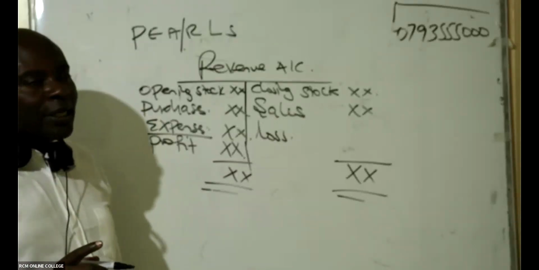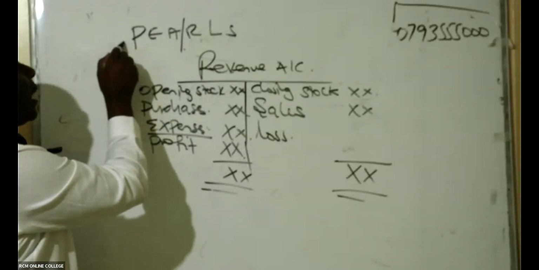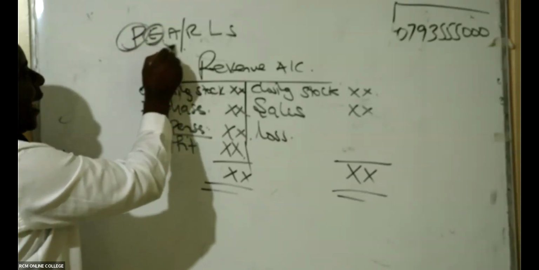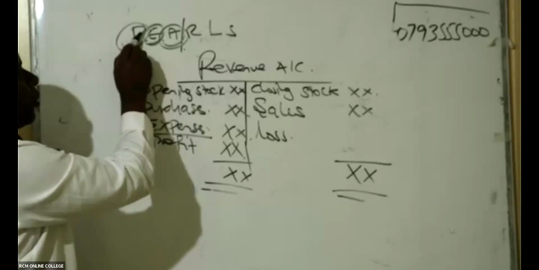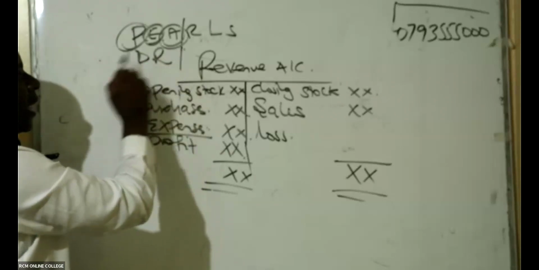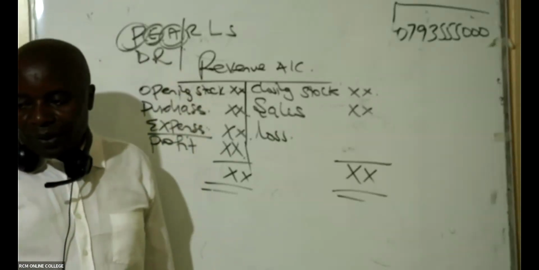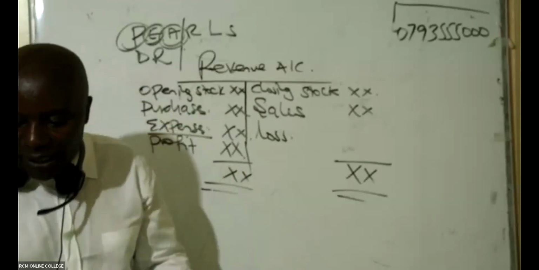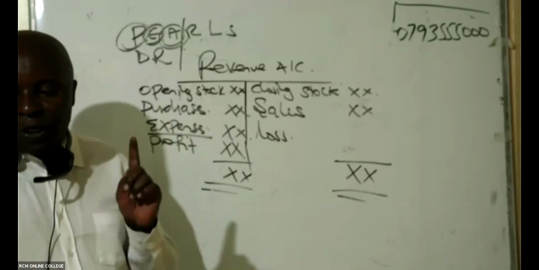The famous pairs. And if you remember these pairs, this stands for purchases, expenses, assets. Please write that down. So these are purchases, expenses, and the assets. They shall always be debited whenever they increase.